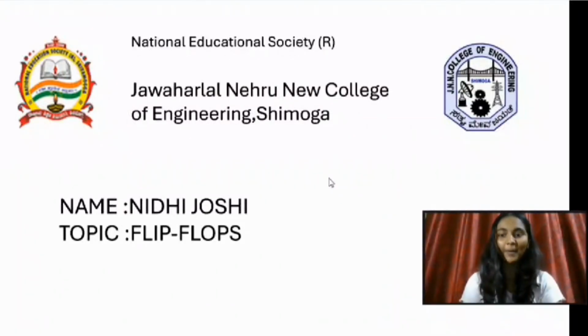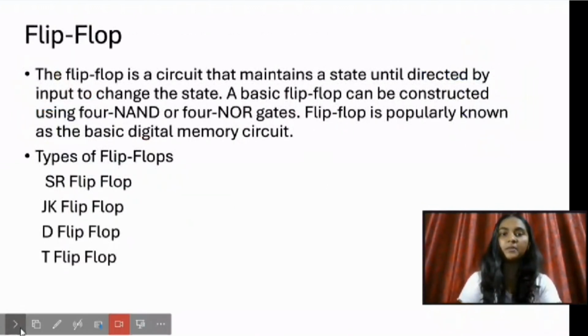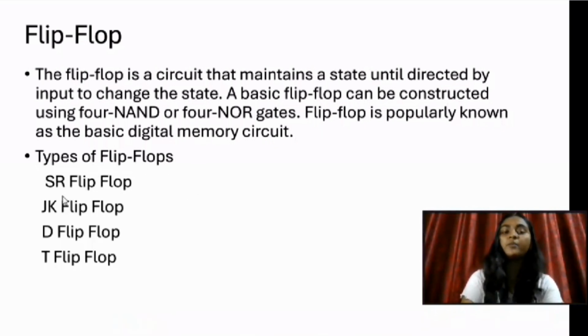Good evening, everyone. My name is Nidhi Joshi, and I am here to talk about the topic flip-flop. To know what a flip-flop is, a flip-flop is a circuit that maintains a state until directed by input to change the state. A basic flip-flop is constructed using 4 NAND gates or 4 NOR gates. Flip-flop is popularly known as a basic digital memory circuit. We have 4 types of flip-flops: SR flip-flop, JK flip-flop, D flip-flop, and T flip-flop.